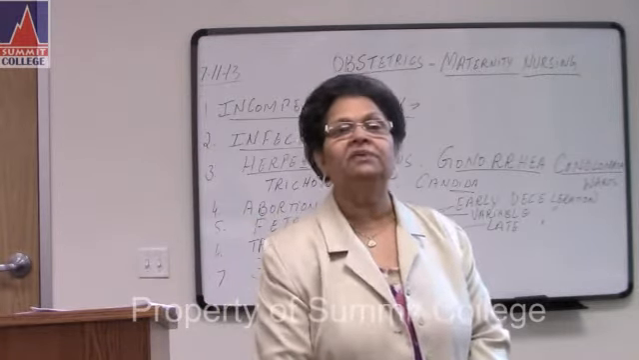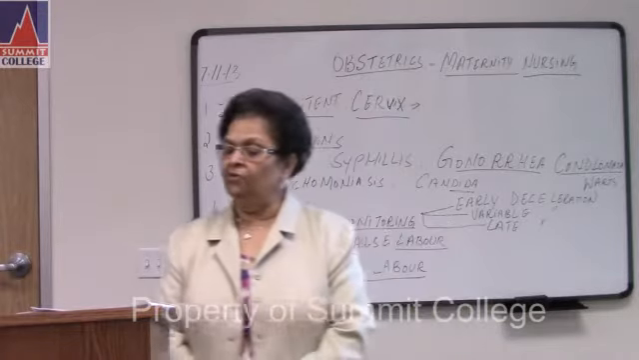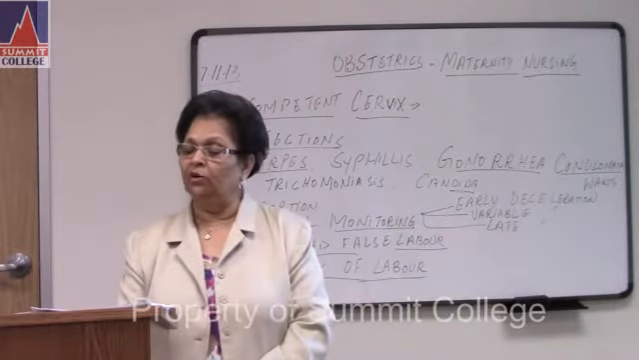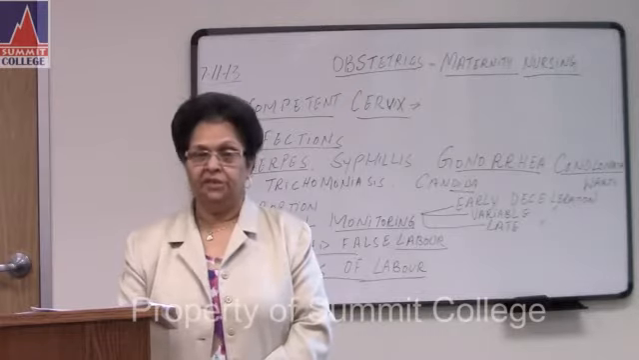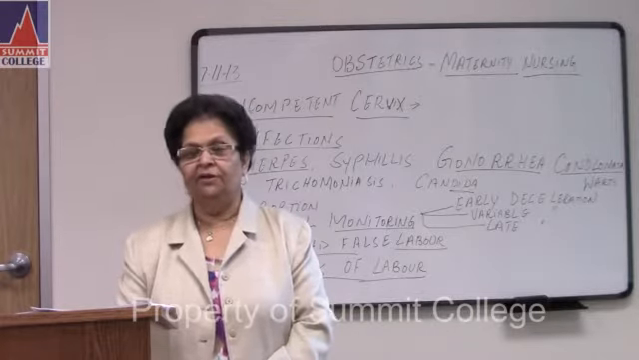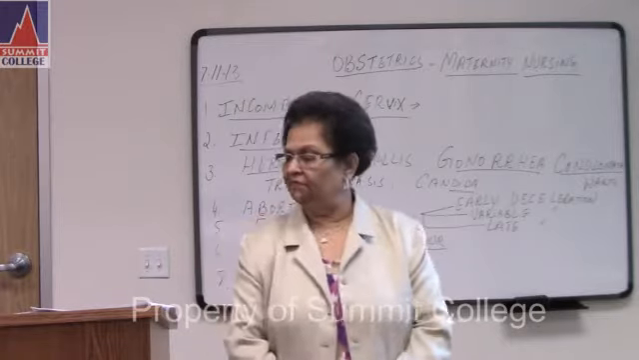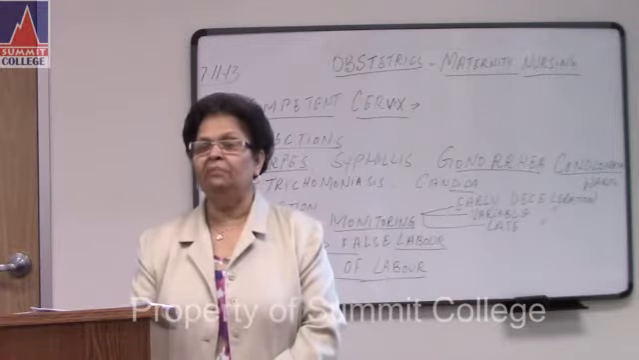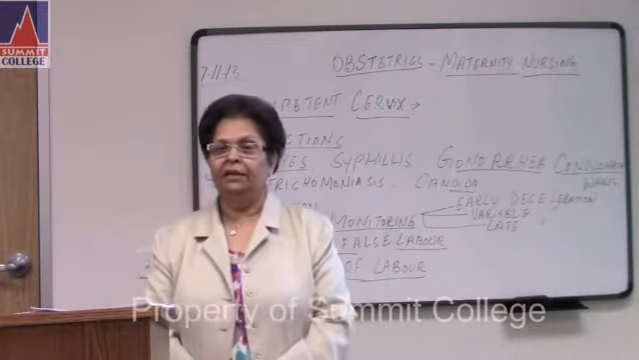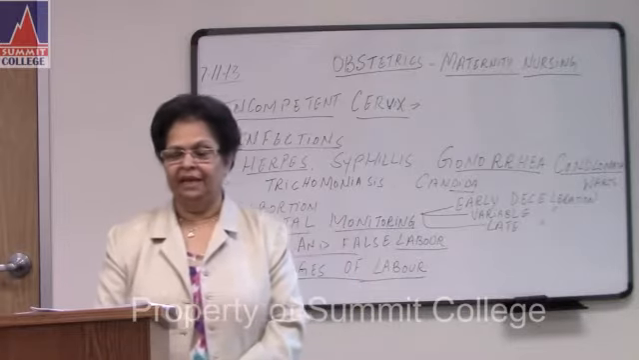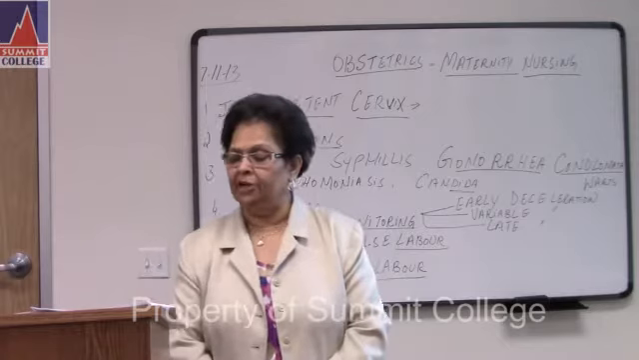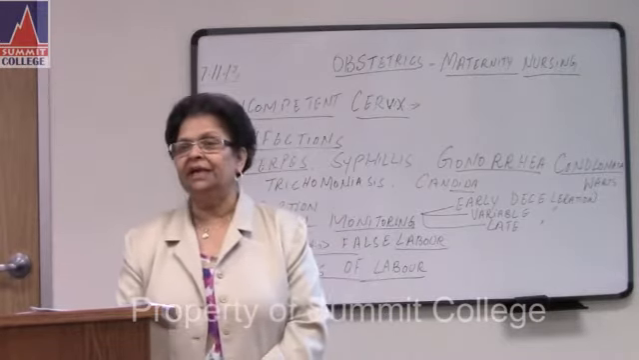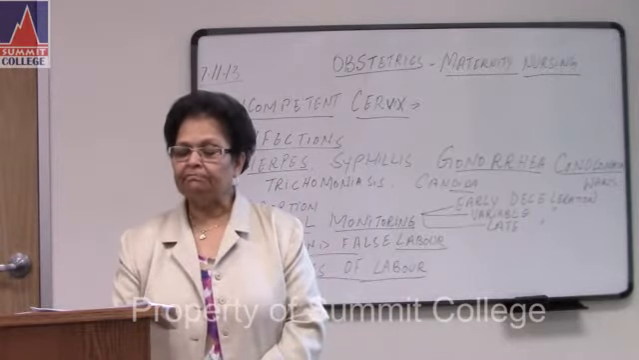Incompetent cervix is dilation of the cervix, and it happens in the 4th or 5th month of pregnancy. It can be a structural defect or defect of the uterus. It's on page number 11. And those who were not here yesterday, just look where you will see the word HELP syndrome and eclampsia. Underneath it says incompetent cervix.